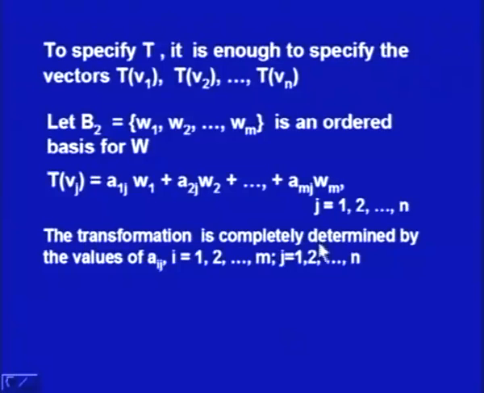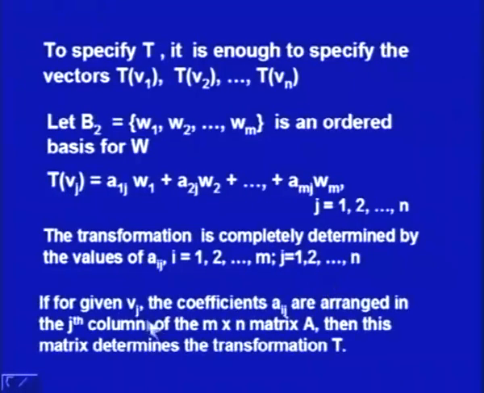Now, the transformation is completely determined by the coefficients Aij. If I know these coefficients A1j, A2j, Amj for all j's, then I know the transformation. So that is how we write down TVj. If for given Vj, the coefficients Aij are arranged in the jth column of the m by n matrix A, then this matrix determines the transformation T. Vj is the jth vector.